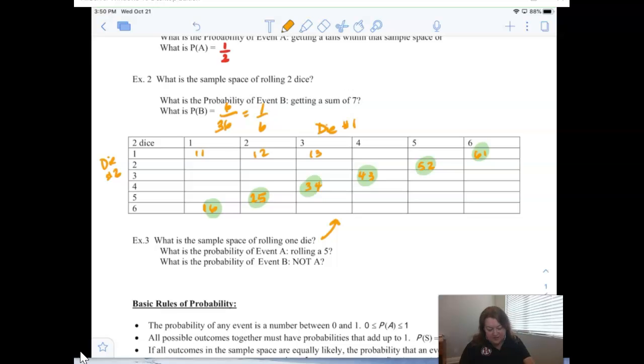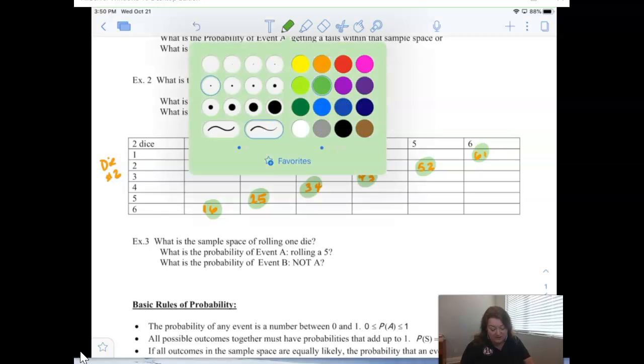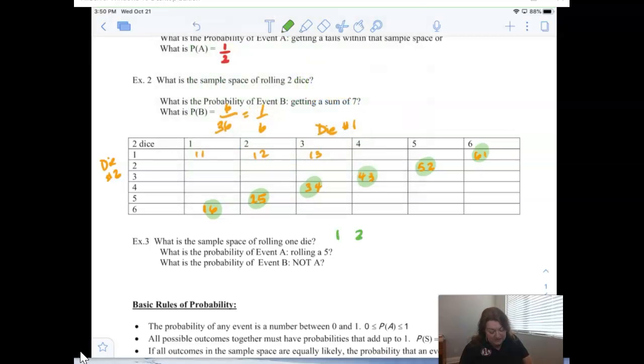All right, so next one, let me erase this part. This part says, what is the sample space of just rolling 1 die? So now we're no longer looking at just 2. We just have 1, 2, 3, 4, 5, and 6 as our sample space. And then, what's the probability of event A, which is rolling a 5? Well, rolling a 5 only happens on one side out of the whole thing. So we would say that is 1 out of 6 chances. There's only one way to roll a 5. Only one of the sides is a 5.